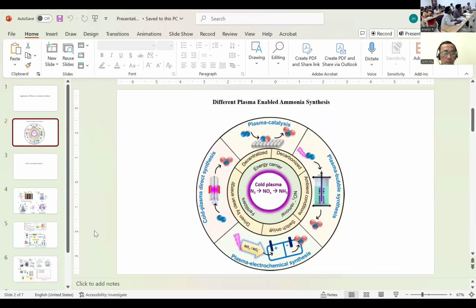Sir, we understand the different types of plasma-enabled ammonia synthesis. But all these processes talk about nitrogen fixation only. What about hydrogen? Hydrogen is not involved in only one method, plasma bubble synthesis, where we are directly passing nitrogen plasma into it. For the remaining processes, we are not talking about hydrogen evolution. We only talk about nitrogen fixation.